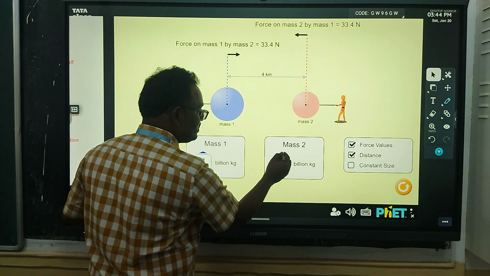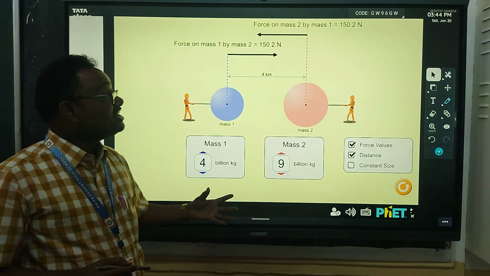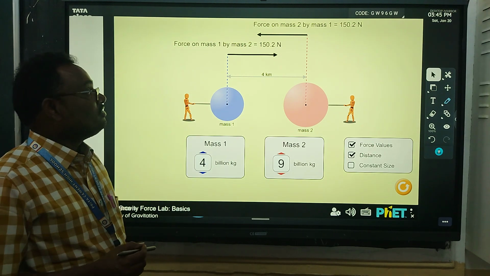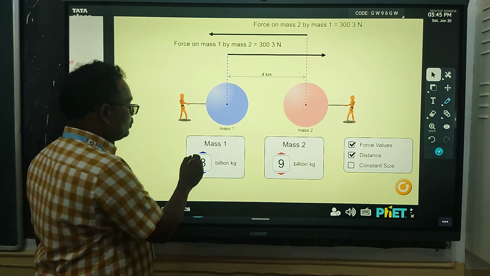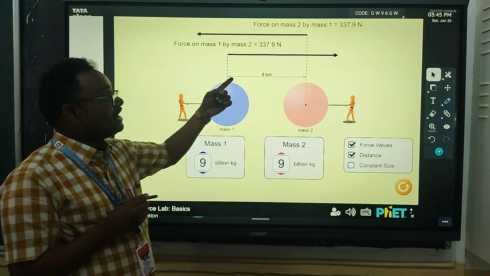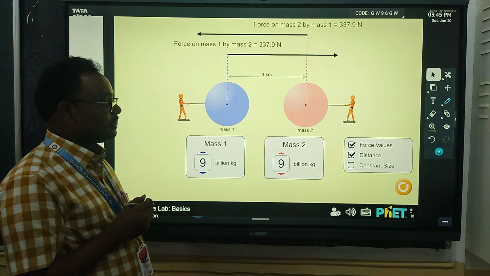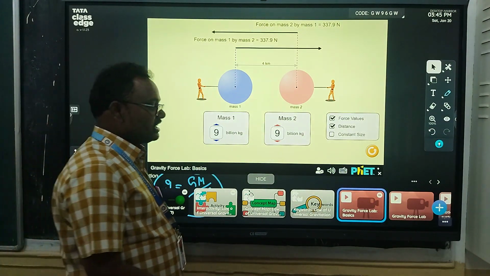Let us try. Oh, 9 billion kg. Because of that, 150.2 newtons of force is acting on it. Now both masses are increasing, and 337.9 newtons of force is acting on them. Okay, right. Let us discuss another one.